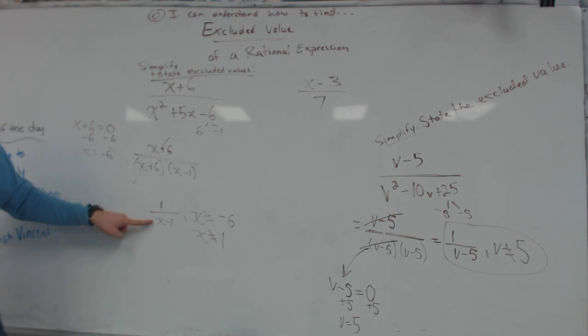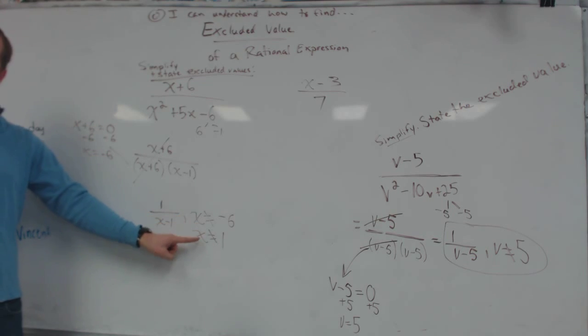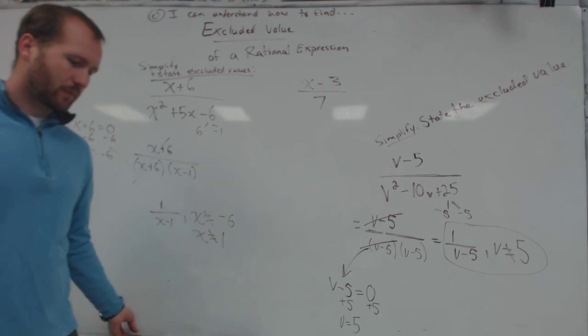So anything that would make your denominator go to 0 at any point in your simplification would be considered an excluded value. Questions on that?